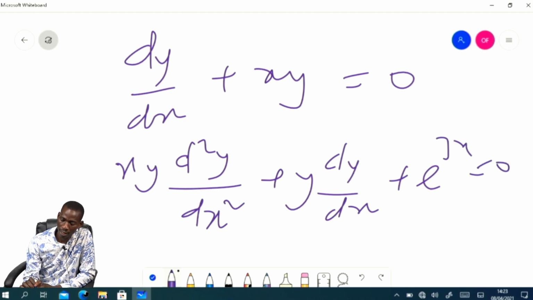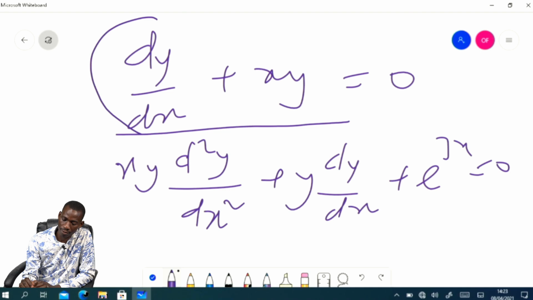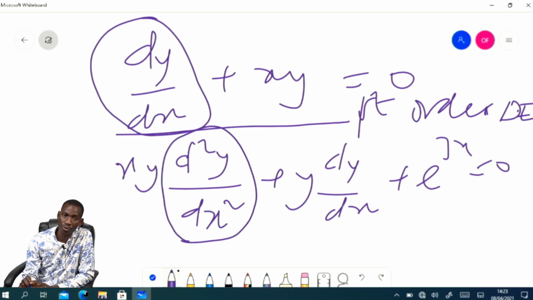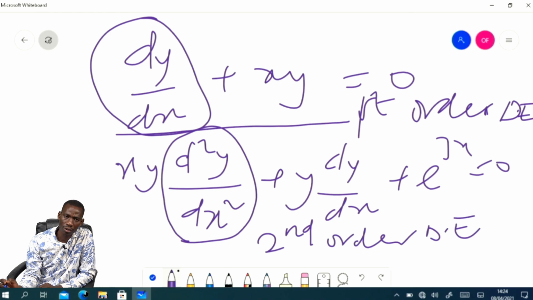The first example here is of order 1. Why? Because the highest derivative, which I circle here, is the first derivative. So we call this one a first order differential equation. Now the second example, because of the presence of d²y/dx², is an example of a second order differential equation. If you have a differential equation that contains d³y/dx³, then that should be third order.